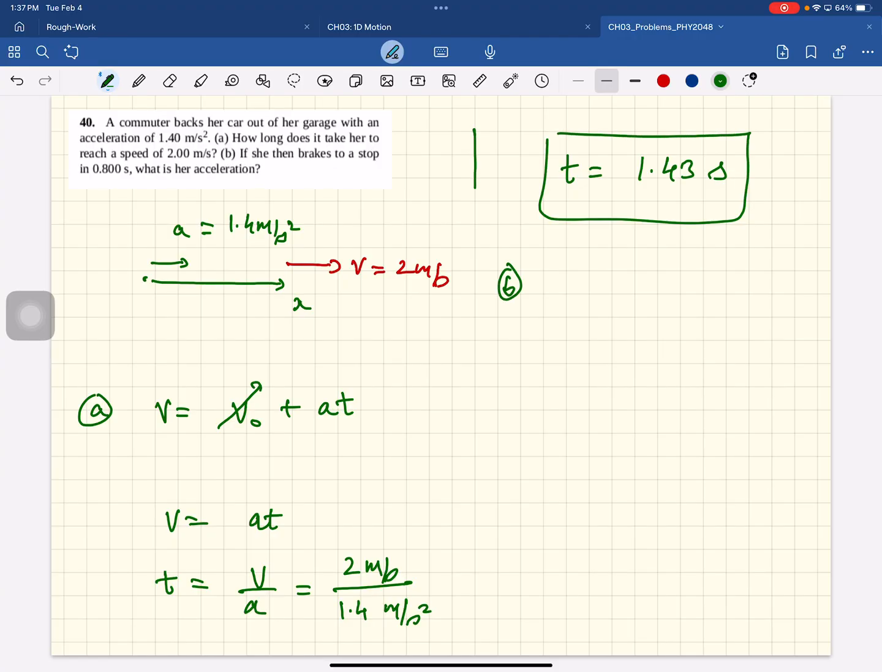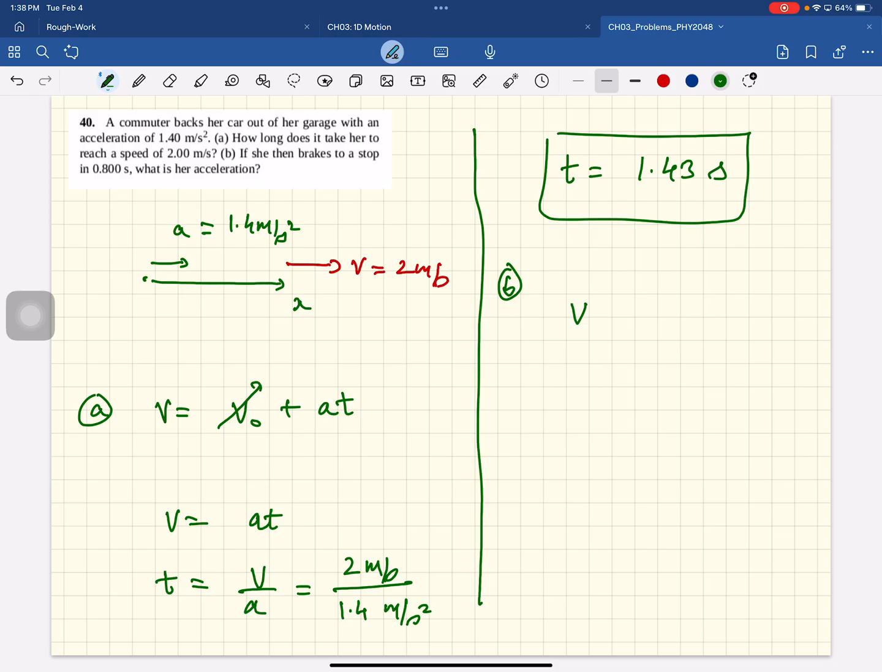And part B, so she's going at 2 meters per second. If she then brakes to a stop in 0.8 seconds. So you'd see, to speed up to that speed, it took 1.43 seconds. And now you're going to stop in 0.8 seconds. Okay, so you're going to stop in a smaller time, so your acceleration has to be greater.